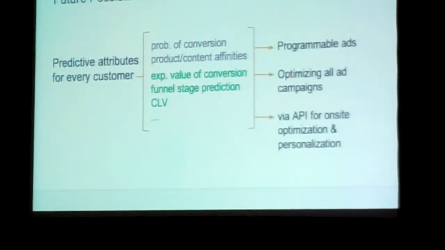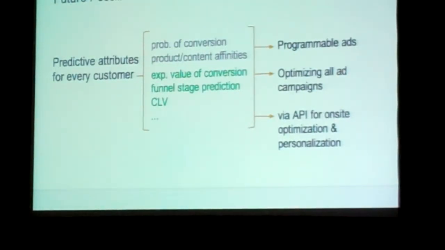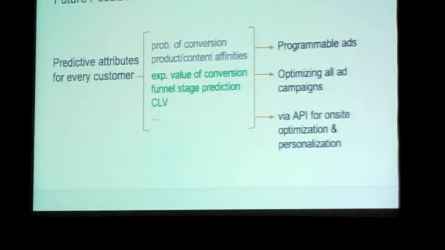Furthermore, we can have many more use cases of these attributes. I talked about the use case of programmable ads, but we can similarly use these attributes in optimizing all ad campaigns. We can also provide these attributes via the GA API so that businesses can directly use these for on-site optimization and personalization.